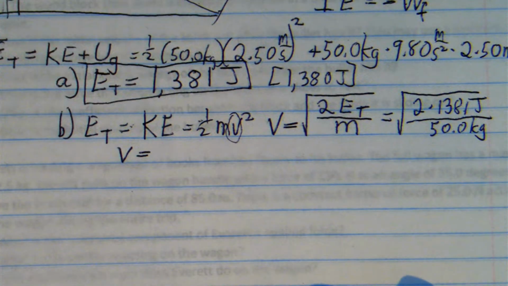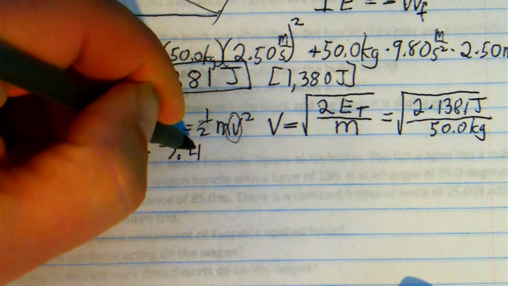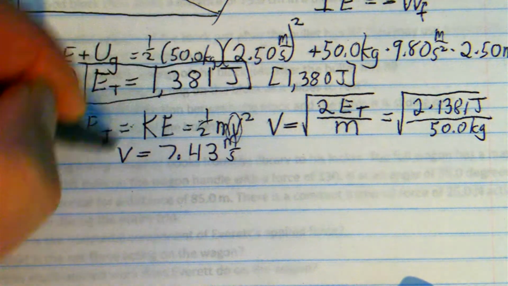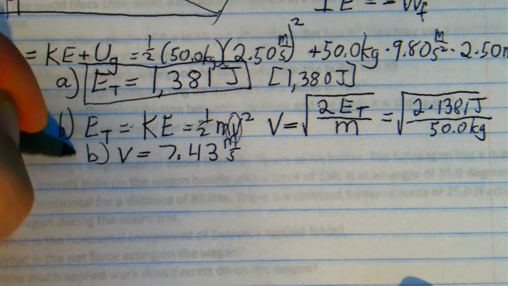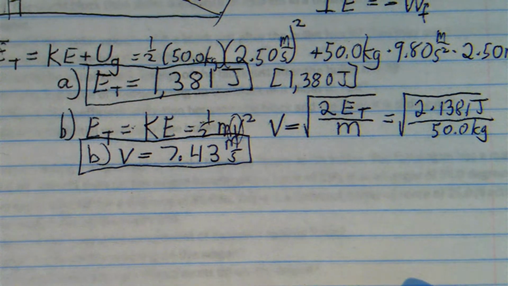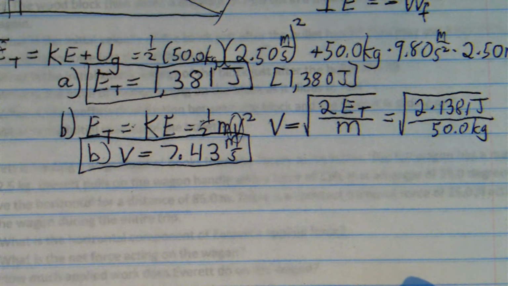Powering up my calculator. Beep, beep, beep. And it displays 7.43 meters per second. That is my value for the speed at the bottom of the hill.